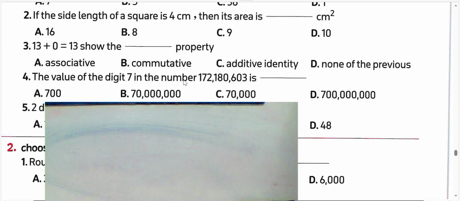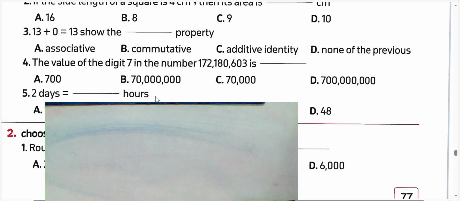The value of digit 7 is the number here. 7 lies in the ten millions place. Count behind 7: we have 7 zeros. We have 7 and 7 zeros behind it. It will be 70 million.